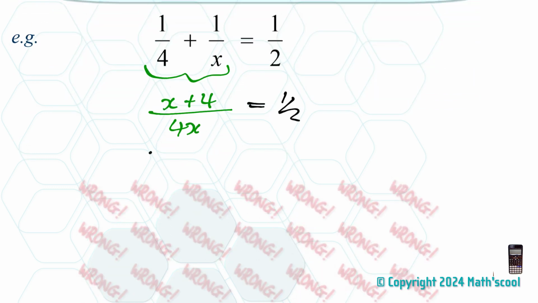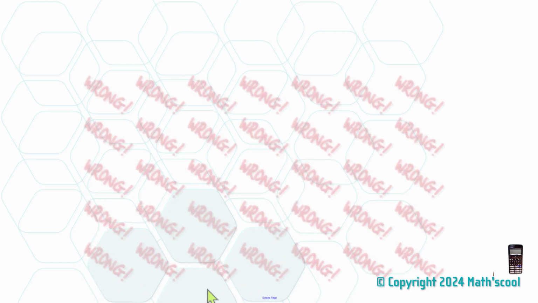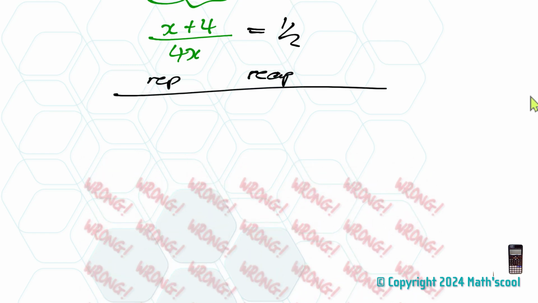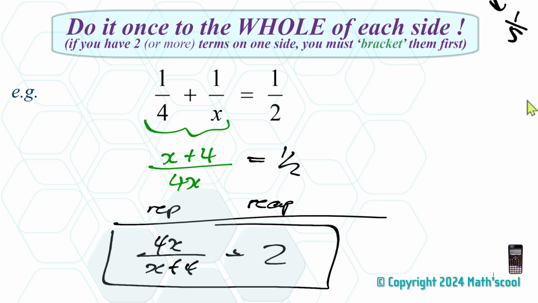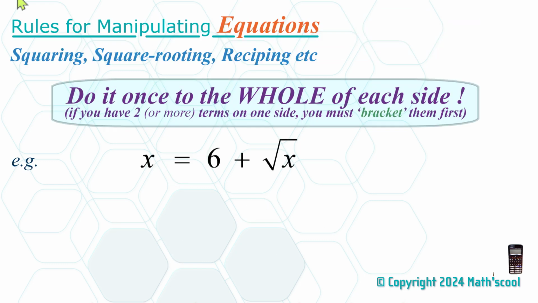And then now when I recip both sides, that's going to give me 4x over x plus 4 equals 2 over 1, which would just be 2. That's correct. I'm not sure if it's what we were after, but that's correct now. So that's how you can rearrange that.